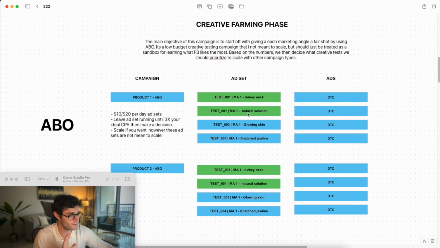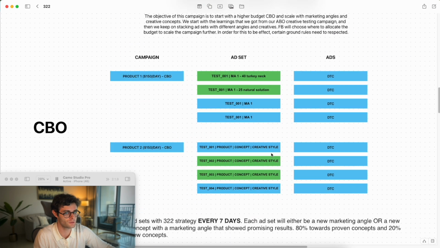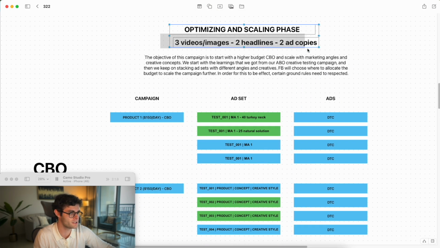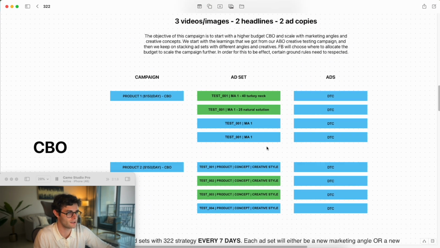Now, once we find what works, we can just get what works and plug it into a CBO, and this is where the 3-2-2 strategy comes into play. It's pretty well known. It's a topic that maybe went viral in 2024, and every business is really getting into this approach of scaling into 2025.